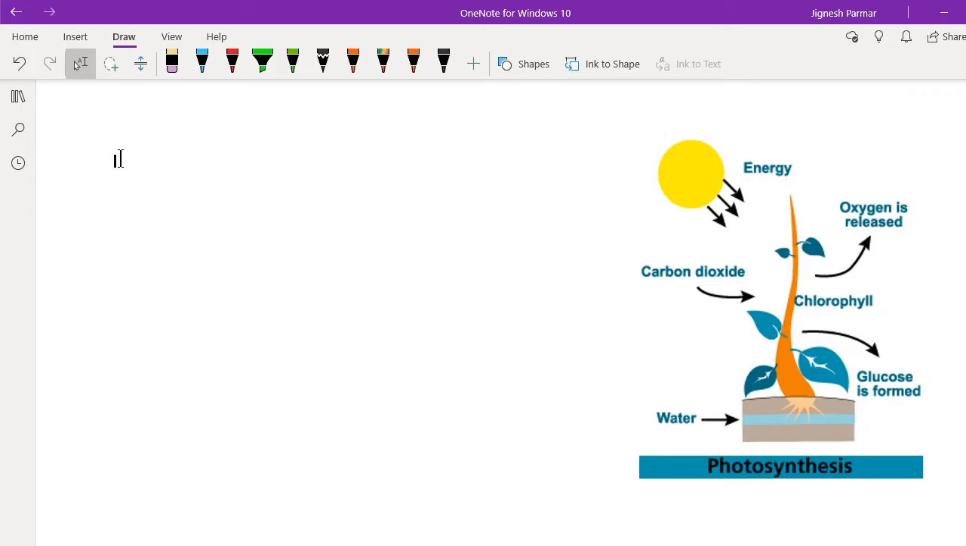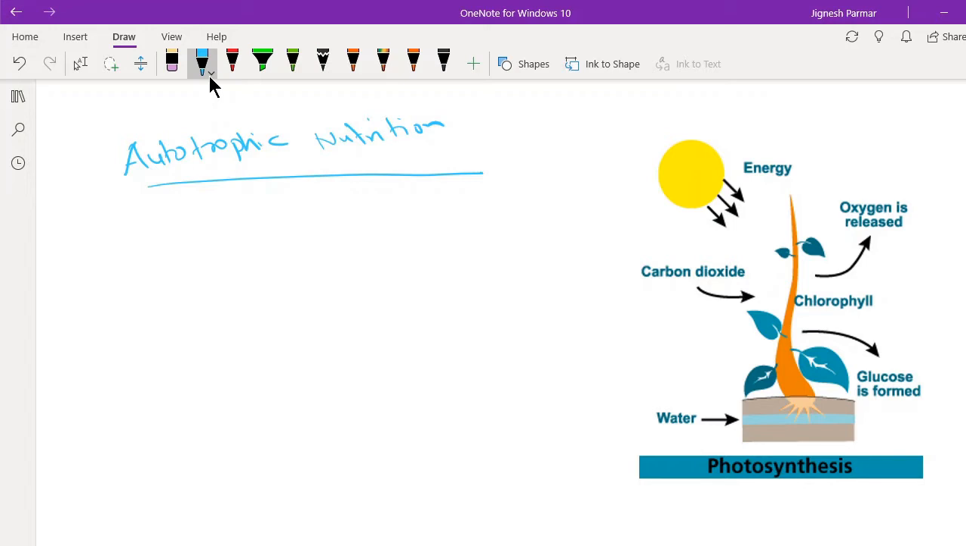Hello students. Last time we studied nutrition and the modes of nutrition. There are two types of modes of nutrition that we discussed: one was autotrophic and the other was heterotrophic. Now let us see how, in the autotrophic mode of nutrition, food is prepared by plants. In autotrophic nutrition, there are two processes.